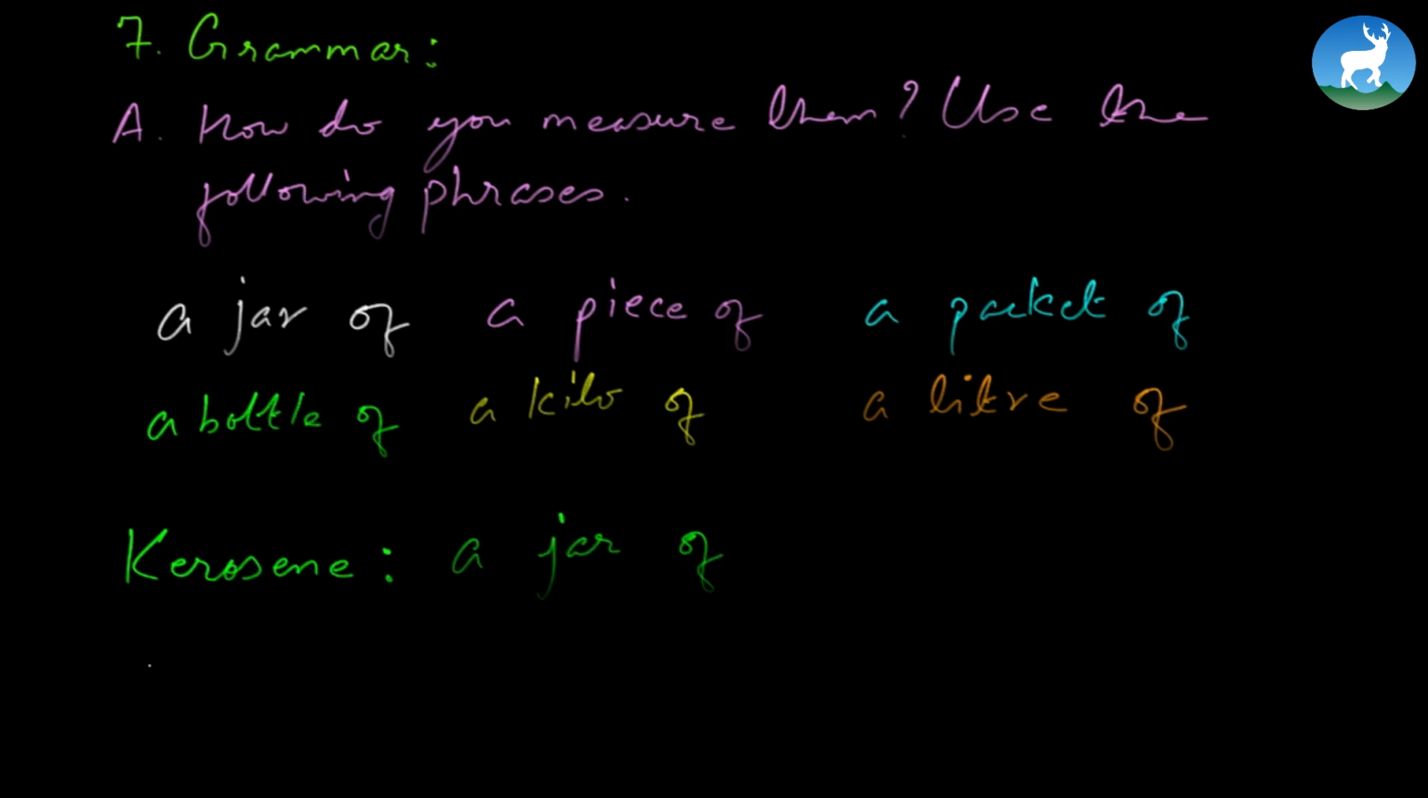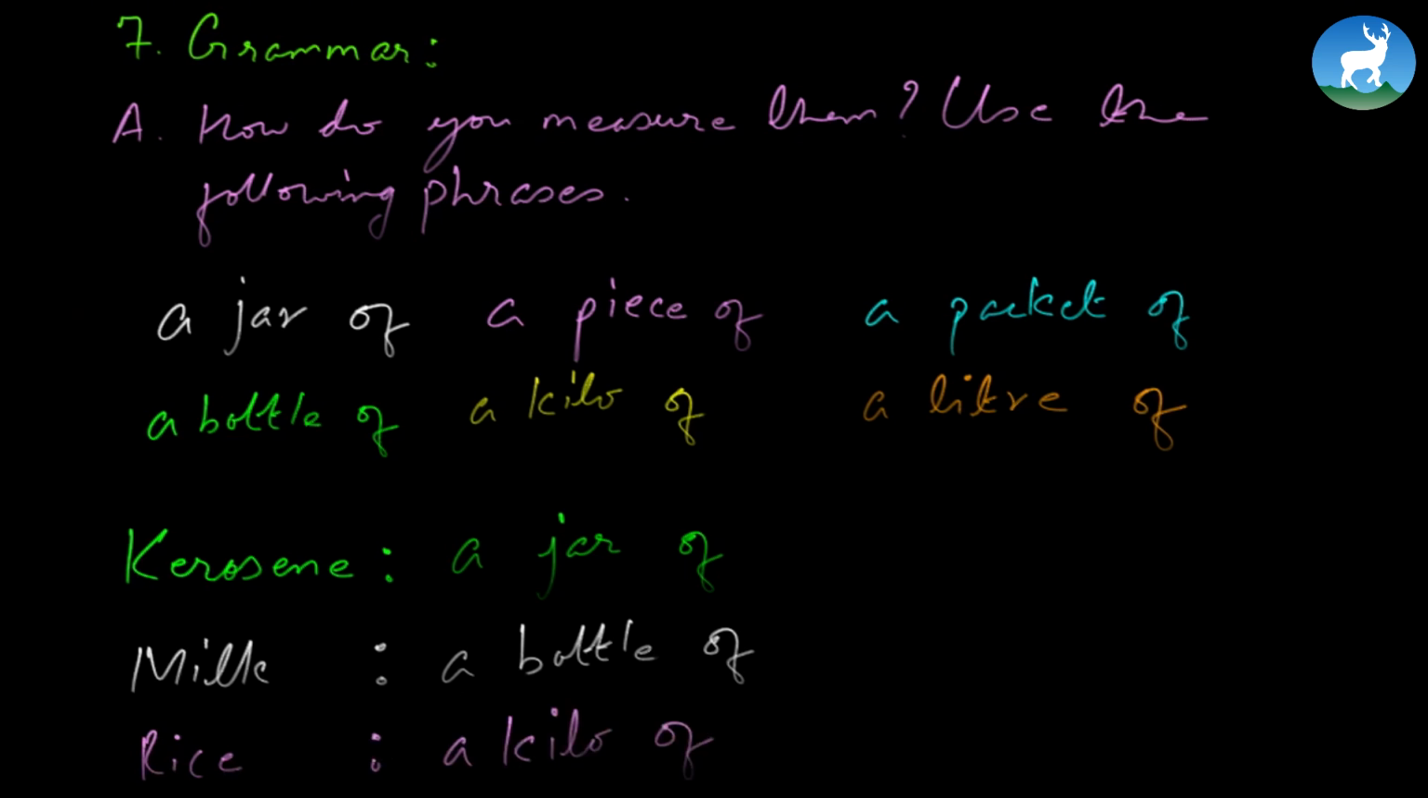Now we go to milk. Is it going to be a jar of milk, a bottle of milk? For milk, a bottle of milk. Now number 3 we have rice. What's the measuring unit of rice? A kilo of rice. Similarly, I'm pretty sure you can figure out what it would be for jam, for biscuits, and also for paper. Of course, the phrases are given right there.